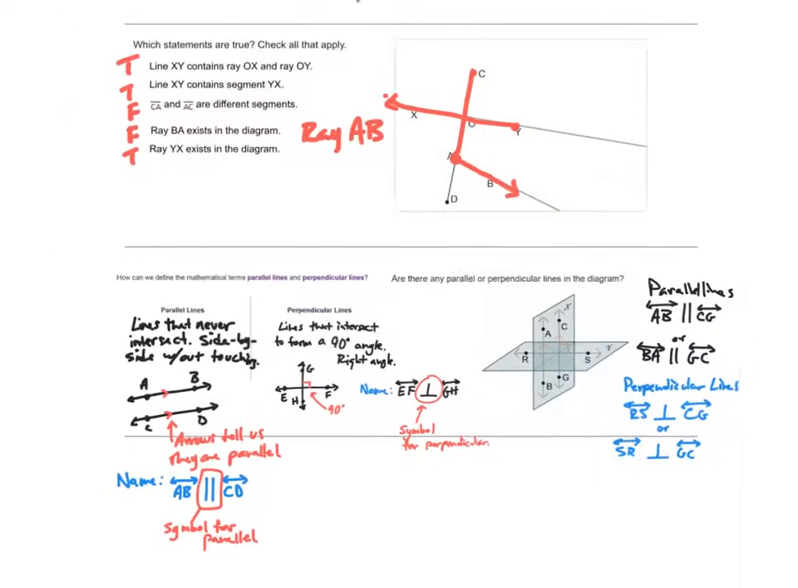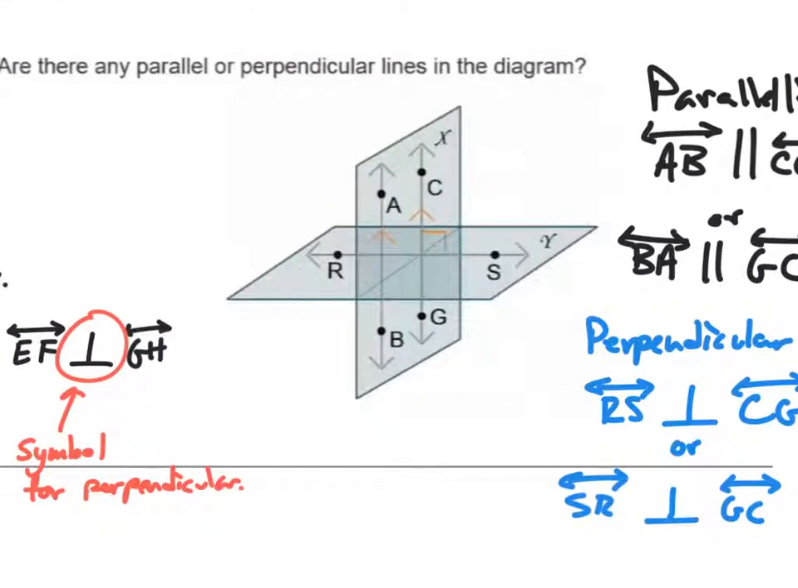What about RS and... We can't make that claim yet. But that's a good question. They are, technically, but we'd have to do what's called a proof. And we'll learn that in the next section.